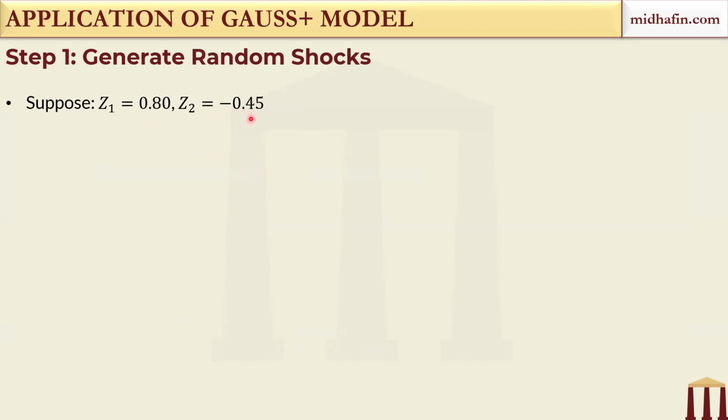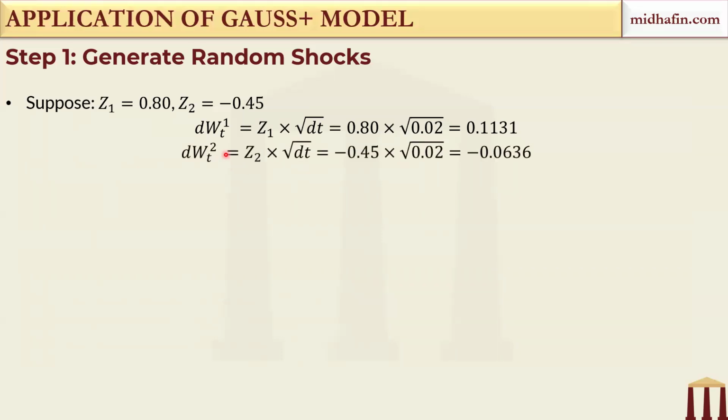From these, we compute the two Brownian motion terms. We calculate dW1 as 0.1131 and dW2 as negative 0.636, with dt equal to 0.02. So we have calculated and generated our random shocks. We are going to feed these random shock values into our medium and long-term rate equations. As I said, they are not required for the first one, but it's better to generate them first.